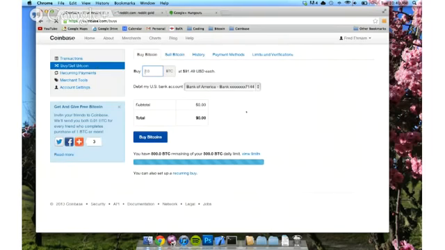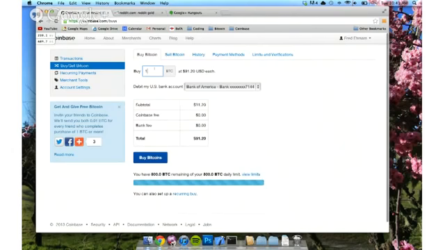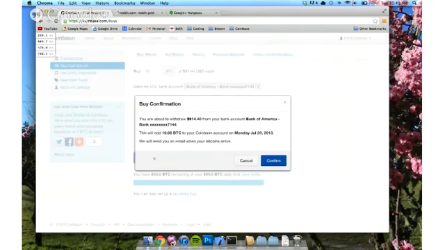Since I obviously have a Coinbase account already, I've linked my bank account. I've got two of them there. And once you've done that, it's rather simple. Let's say I just want to buy one Bitcoin. I'll buy 10 today. I'm feeling good. Simply type in the amount. You can see the price as quoted. Simply hit buy Bitcoin. You'll get a little confirmation saying I'm going to buy 10 Bitcoin for this amount of money.